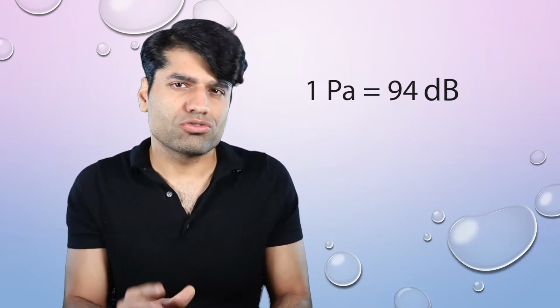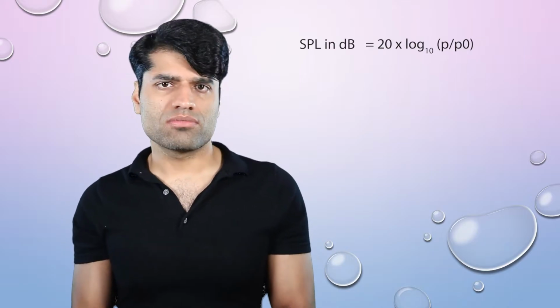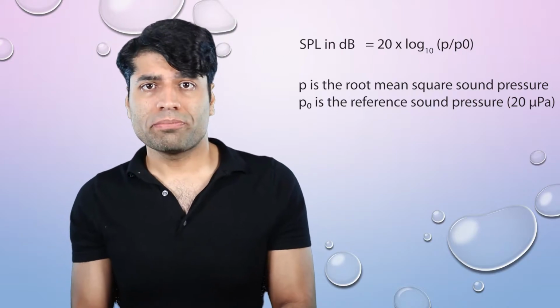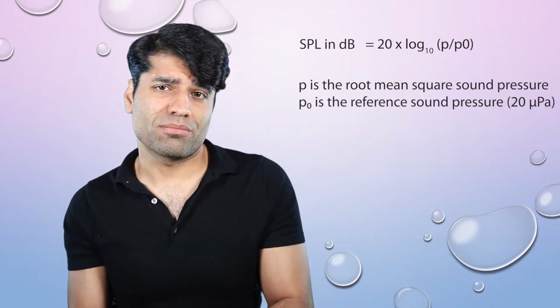You might be wondering how we got decibel while there was no decibel in the equation. This is because 1 Pascal is equal to 94 decibel. The complete equation is SPL in decibel is equal to 20 times log to the base 10 of the ratio of root mean square sound pressure divided by reference sound pressure.